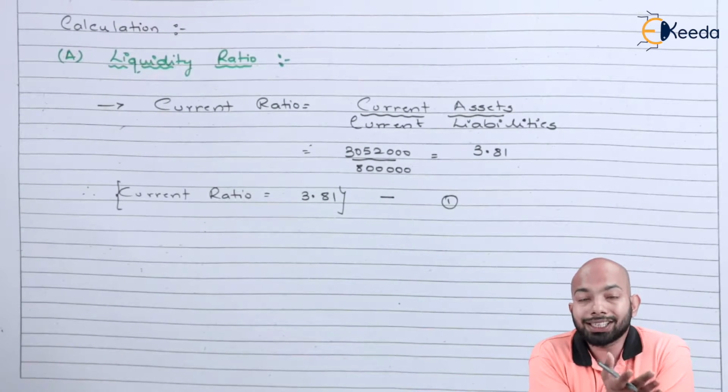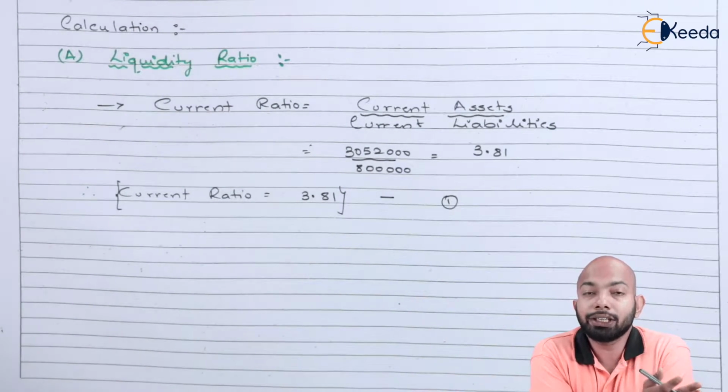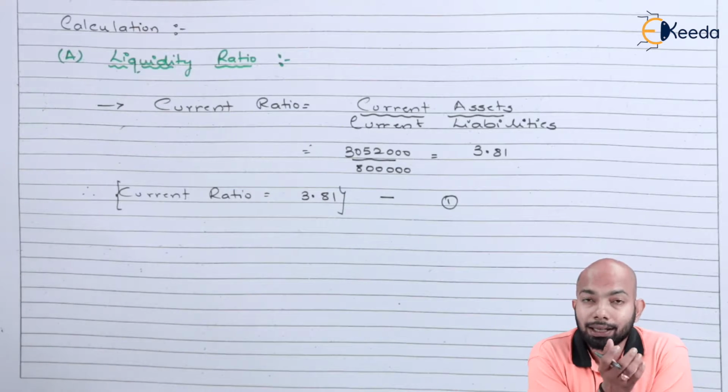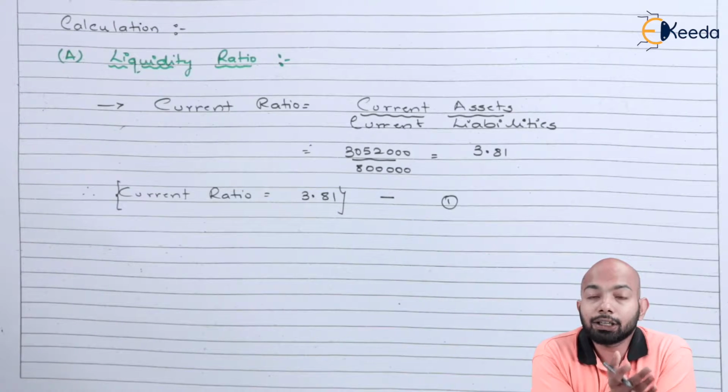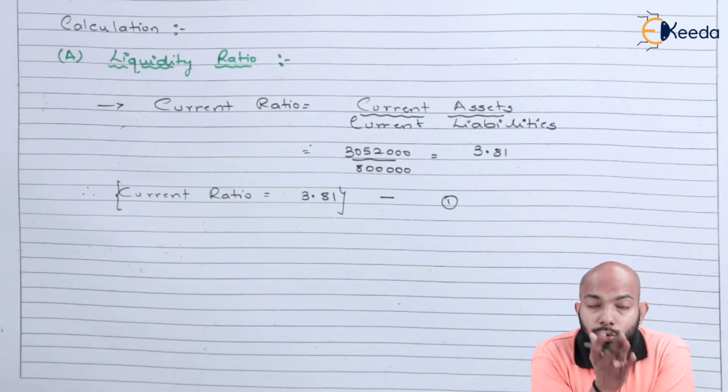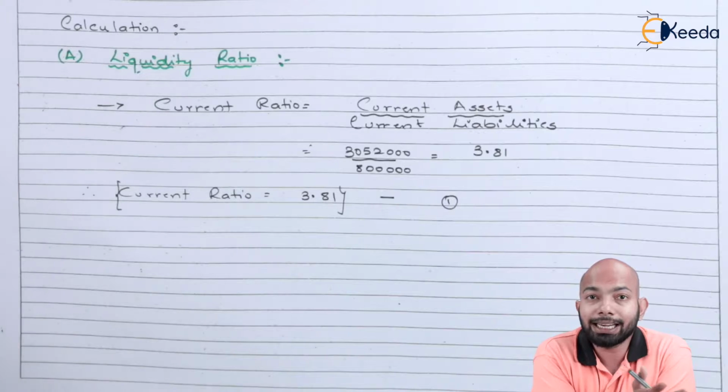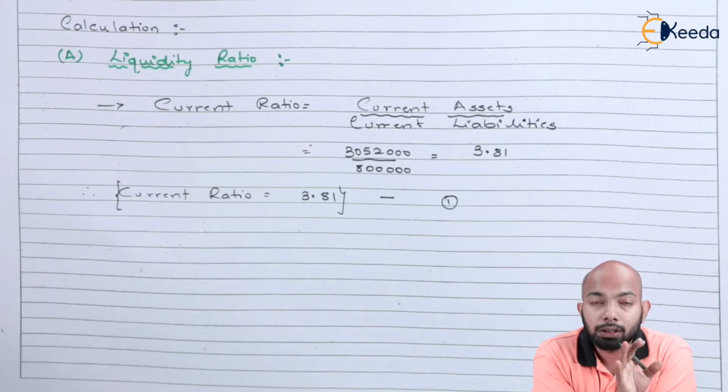So the first ratio, that is the current ratio, that we have figured out is 3.81. 30,52,000 is the current asset. Current liability amounts to rupees 8 lakhs here. So 30,52,000 divided by 8 lakh will give you a value of 3.81, which is the current ratio. Now the next ratio that we'll be figuring out is the liquid ratio here.